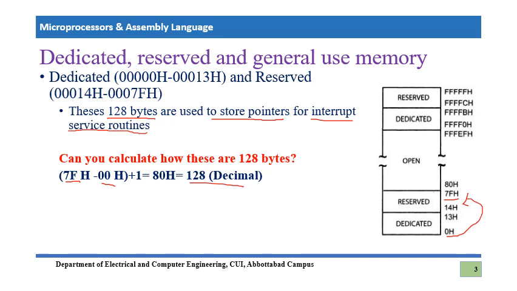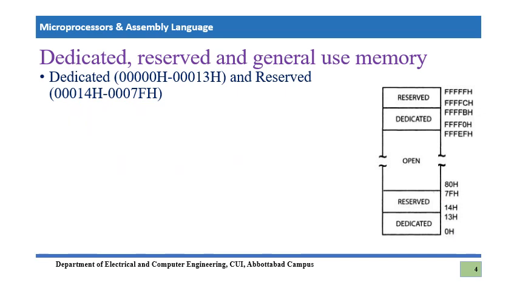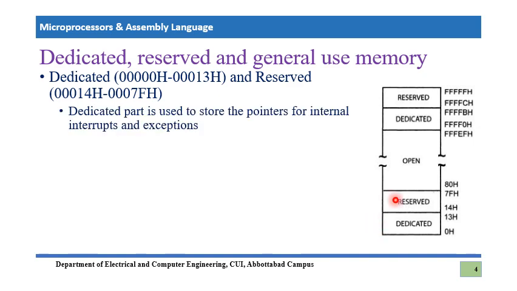So that's basically 128 bytes of locations. Okay, let's learn what dedicated and reserved mean in this memory. We know that both of these are used to store the pointers for the interrupt service routines. But in this slide, we are just going to deal with the dedicated part. So dedicated memory is just dedicated for the pointers of internal interrupts. The key point here is the word internal, right?